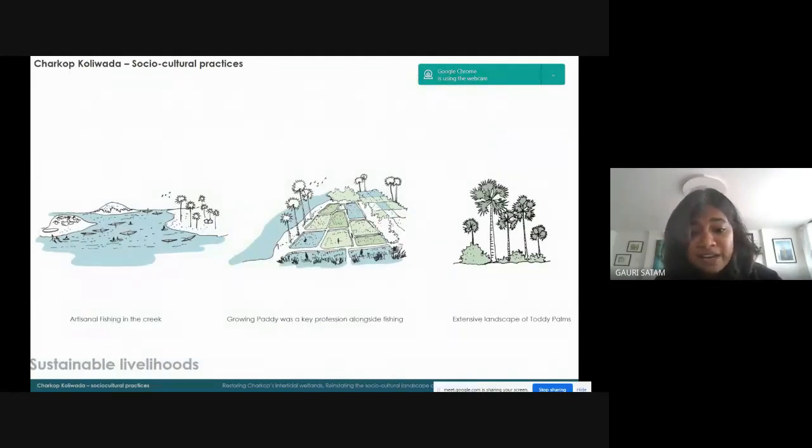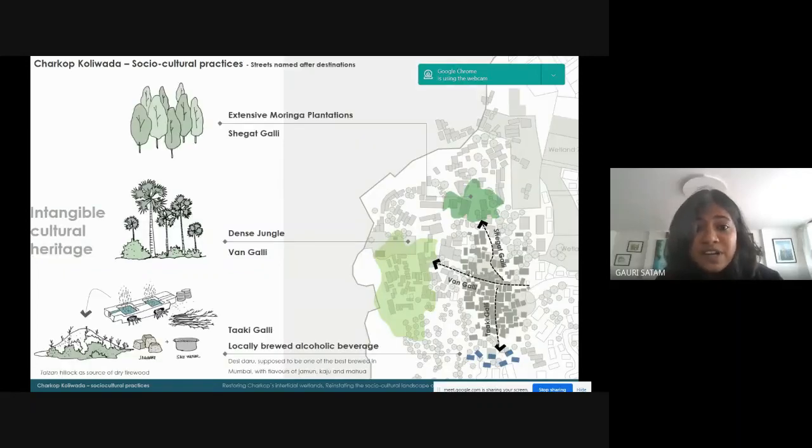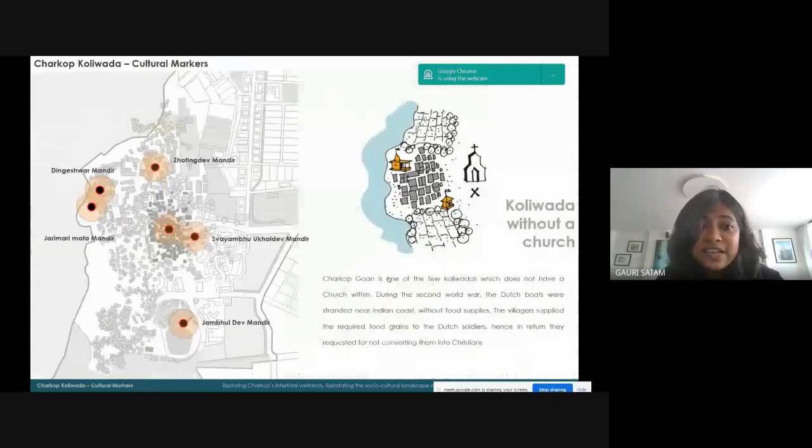Apart from fishing, paddy farming and an extensive landscape of toddy farms was prevalent once. Some of the gullies of this Koliwada were actually named by the places or the landscape they headed to. So we had the Shegat Gully, the One Gully, the Taki Gully, which led to local breweries which used the local fruits to brew local alcohol, which was very popular at one point of time. The setting is also rich with its cultural markers, with 6 different temples.